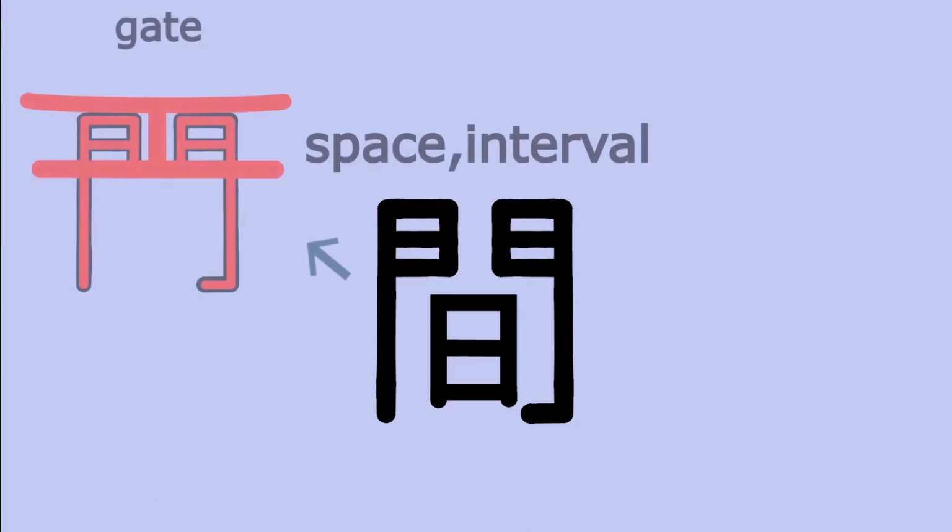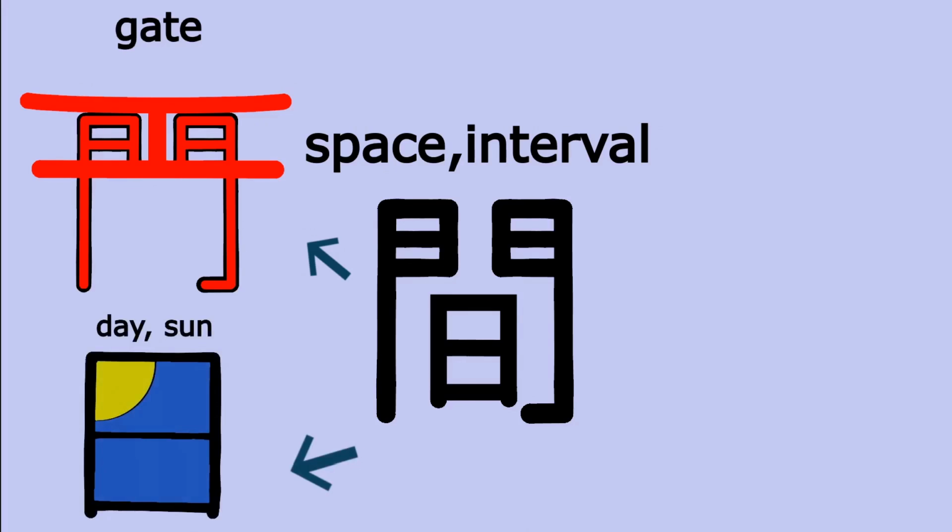This kanji stands for space or interval. And as you can see, we again have the gate structure within it, with the difference that this time in the middle we also have the sun kanji, which is mentioned in lesson number 1. And in combination we have the sun and the gate, and we get space or interval.